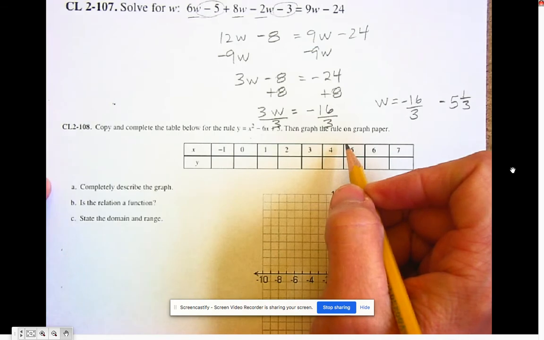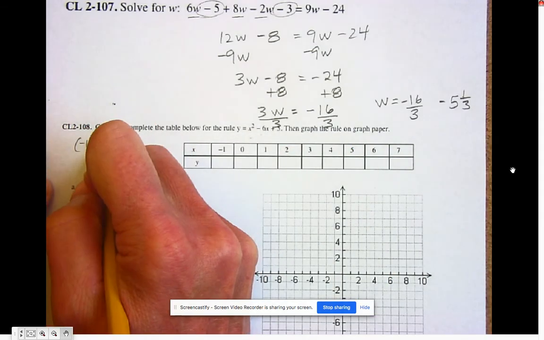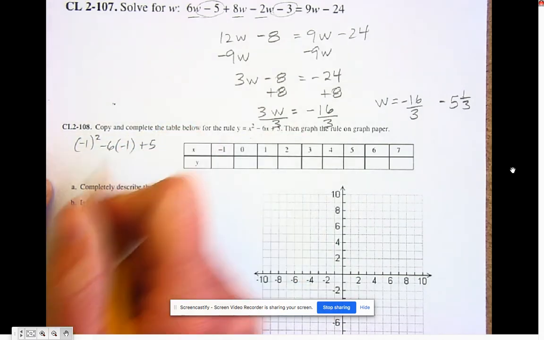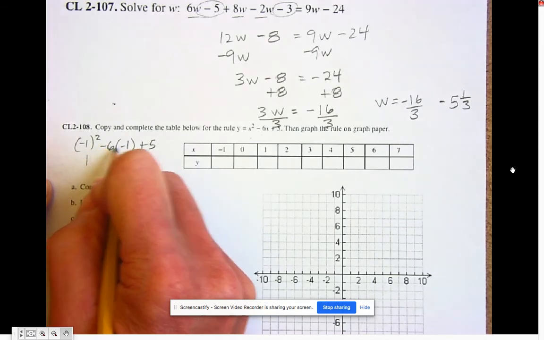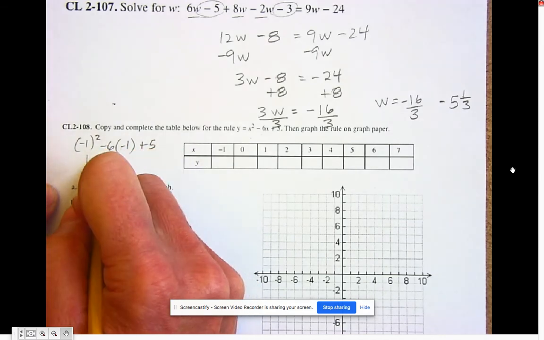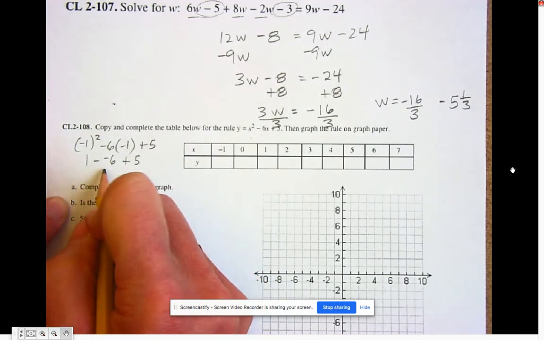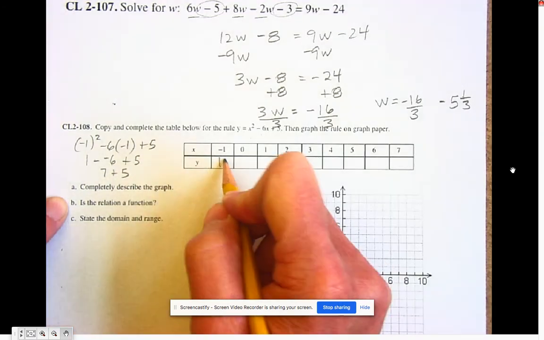So let's see. I'm going to take negative 1, square it, minus 6 times negative 1 plus 5. So negative 1 squared is a positive 1, minus 6 times negative 1, so that's minus negative 6 plus 5. So that's going to give me 7 plus 5, so I'm going to get a 12 here.